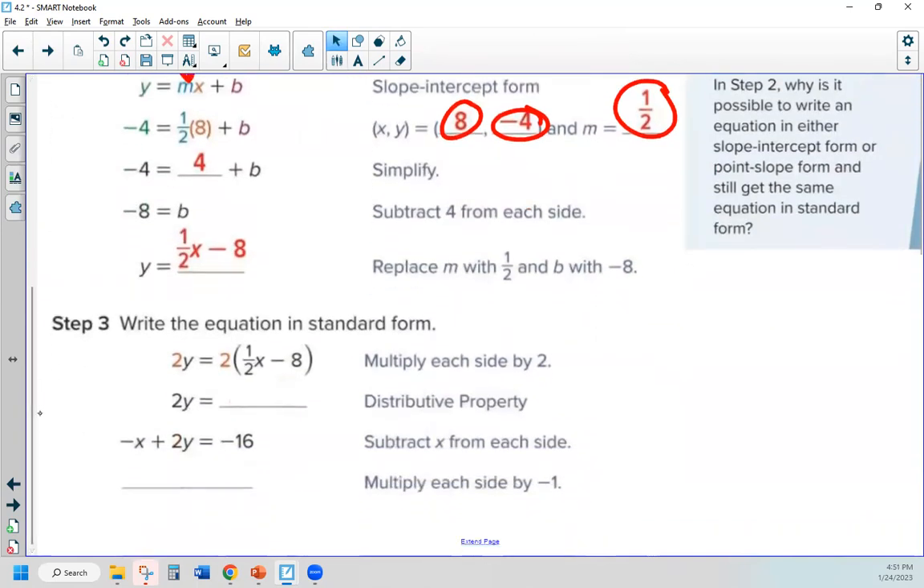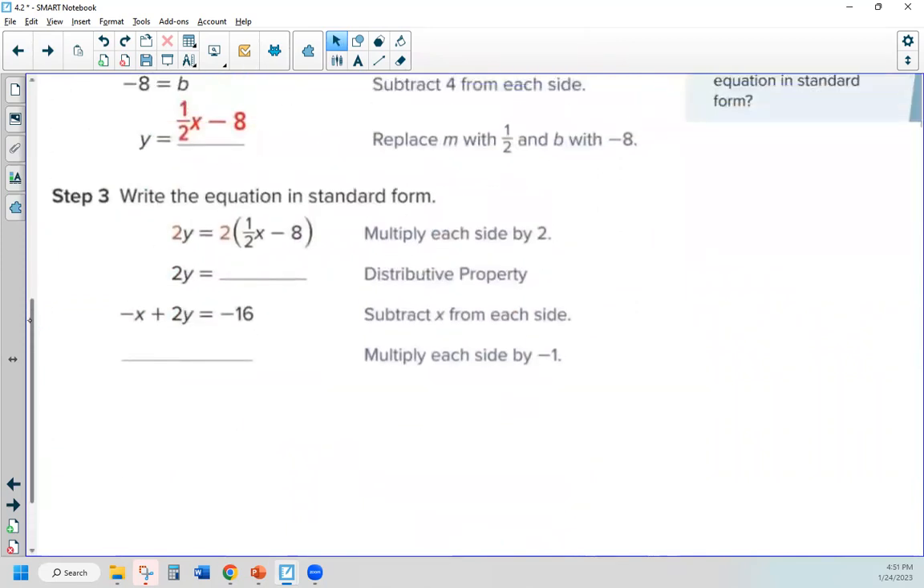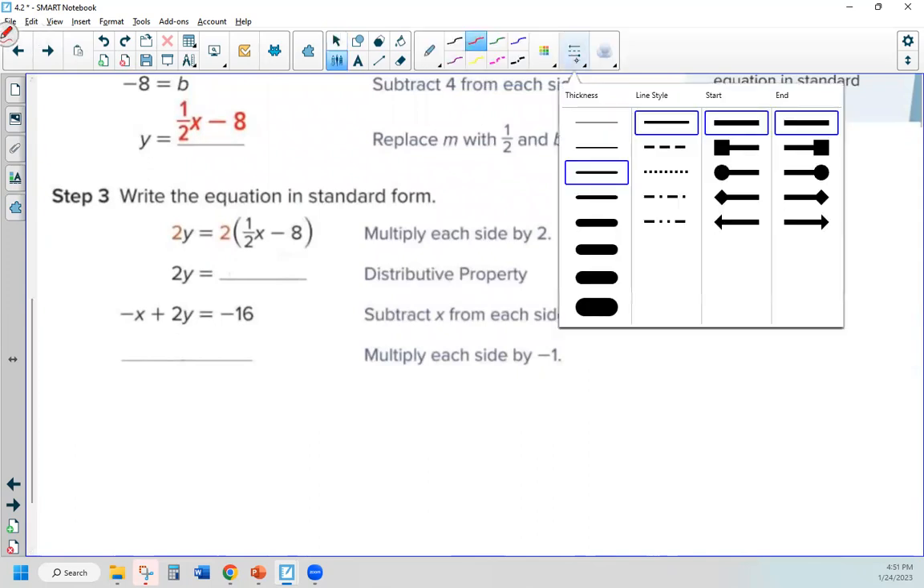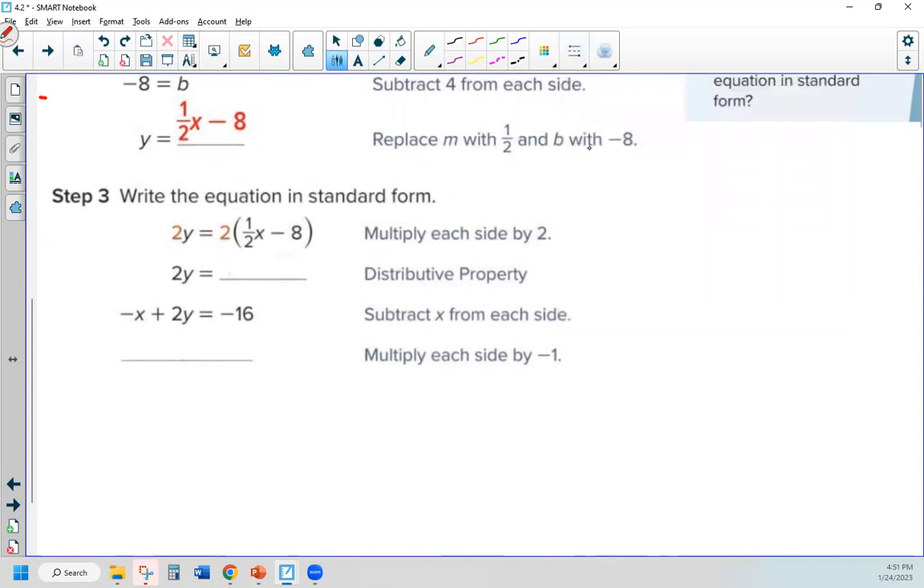The final step is just move stuff around so you can get it in the standard form way. The standard form way is to pretty much just get the x first, and then the y, and then the term without the variable. So what did the book decide to do? The book decided to get rid of the fraction first. Remember, when you get rid of the fraction, that means you got to multiply it by the denominator. So you're going to have to do this and this.